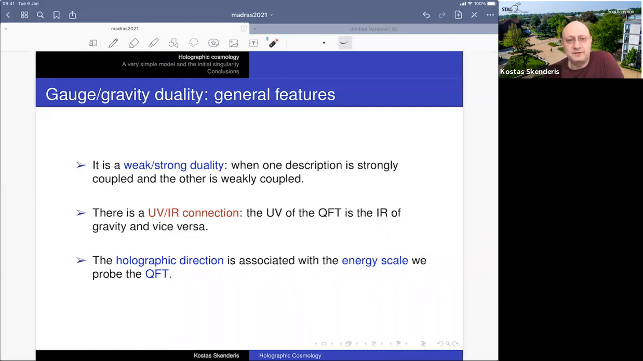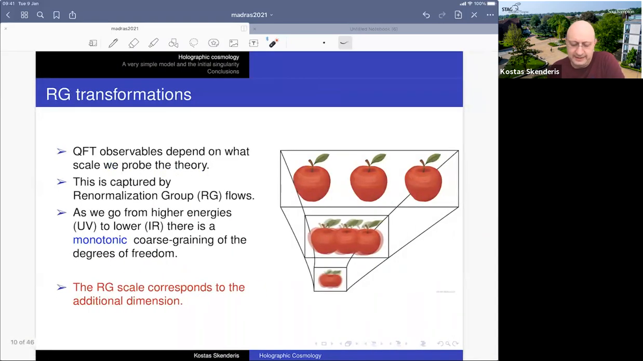Finally, in holography, of course, we have, let's say, the fundamental description, which is the quantum field theory, and then there is an additional direction which emerges, the so-called holographic direction. And this is usually associated with the energy scale that the quantum field theory probes. So let's look at that also, again, qualitatively. Quantum field theory observables depend on the scales at which we probe.